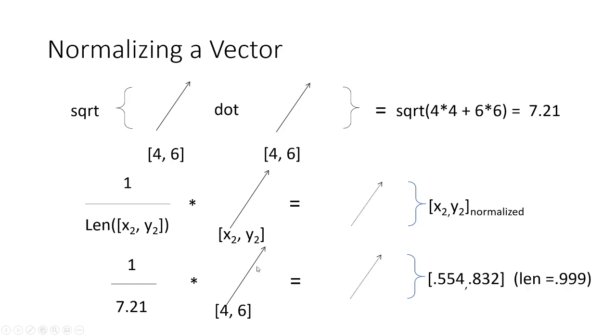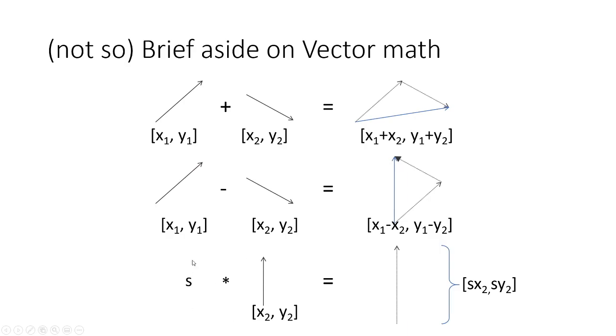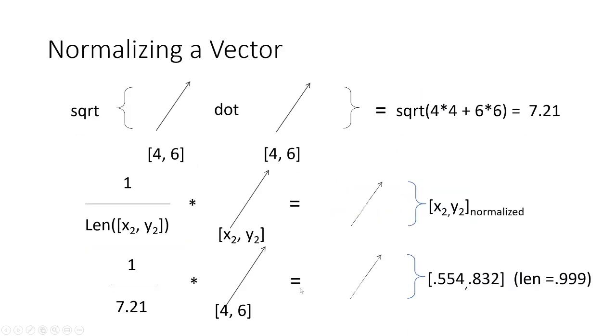So if we take 1 over 7.21, what we're going to do essentially is take 4 and divide that by 7.21, and 6 and divide that by 7.21. And remember, this procedure here, we're scaling by this scalar, so s times x and s times y. And we divide, so we multiply by 1 over, or divide by 7.21, and hopefully that feels comfortable to you, to do that kind of arithmetic.